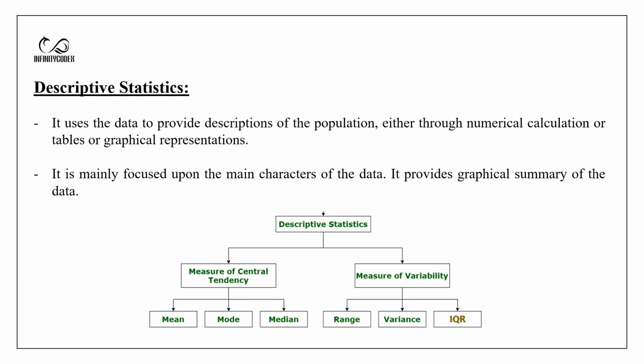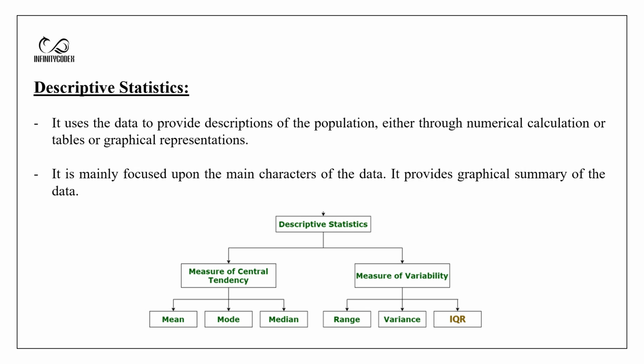Now, what is descriptive statistics? It uses the data to provide a description of the population, either through numerical calculation or table or graphical representation. It is mainly focused upon the main characteristics of the data. It provides a graphical summary of the data. Descriptive statistics has two main types. First is measure of central tendency and then we have measure of variability.